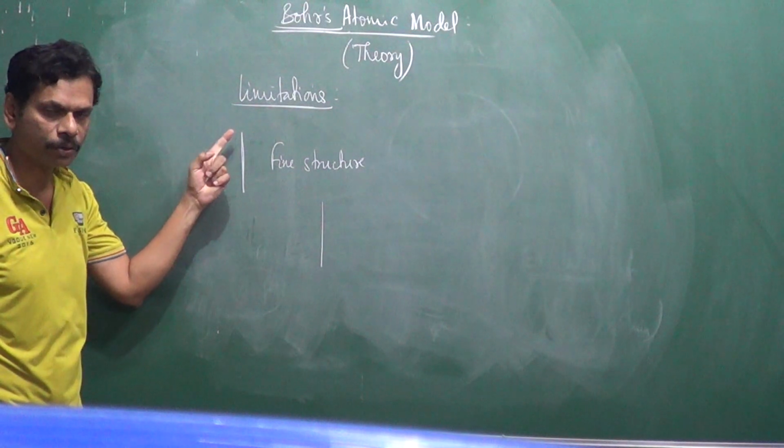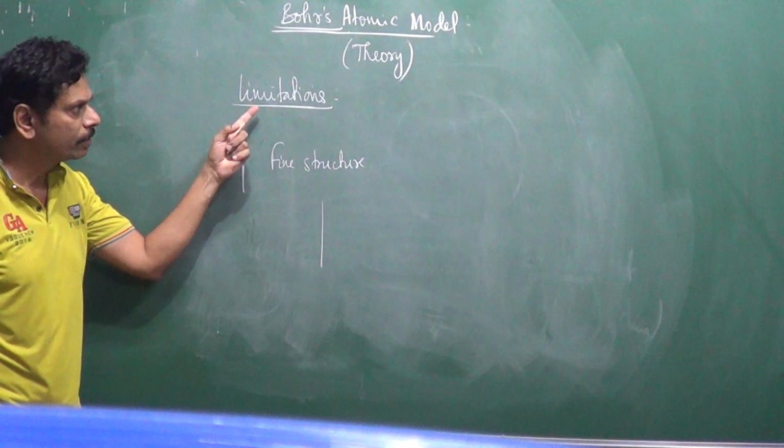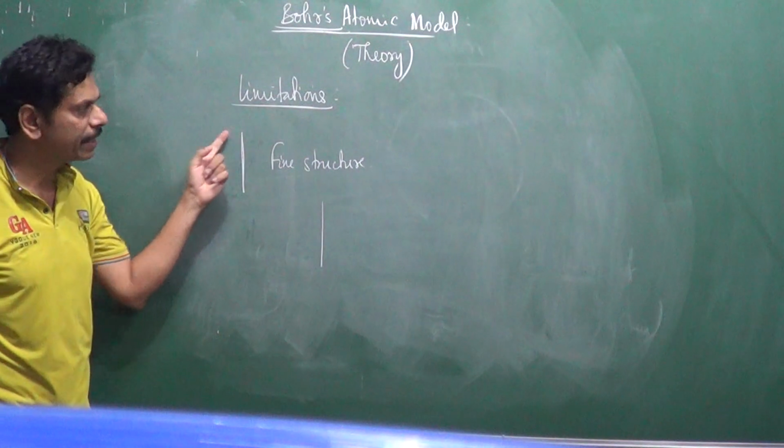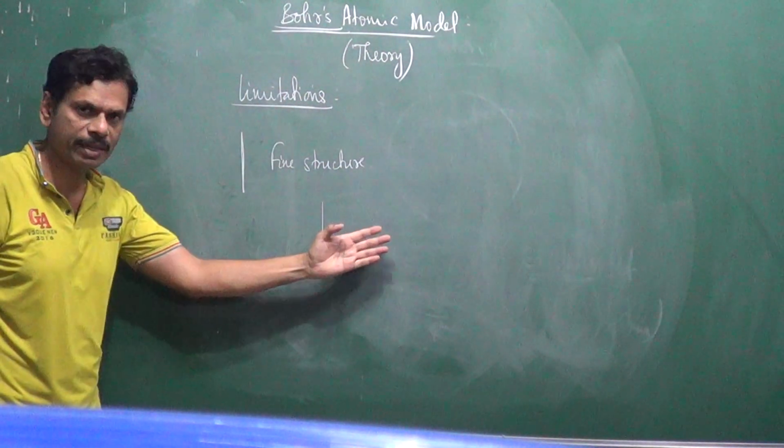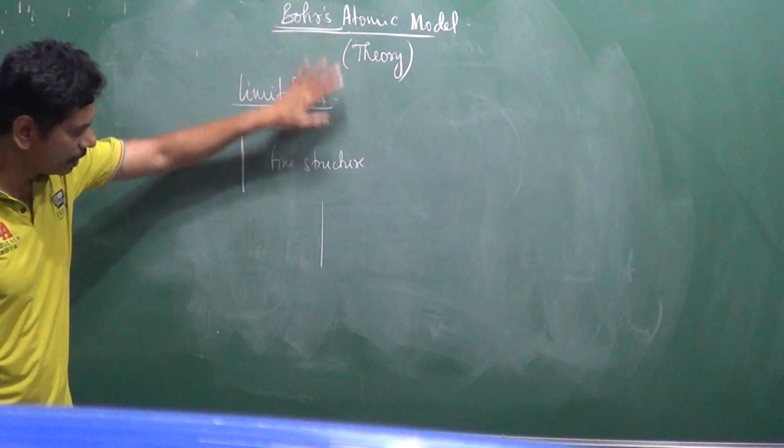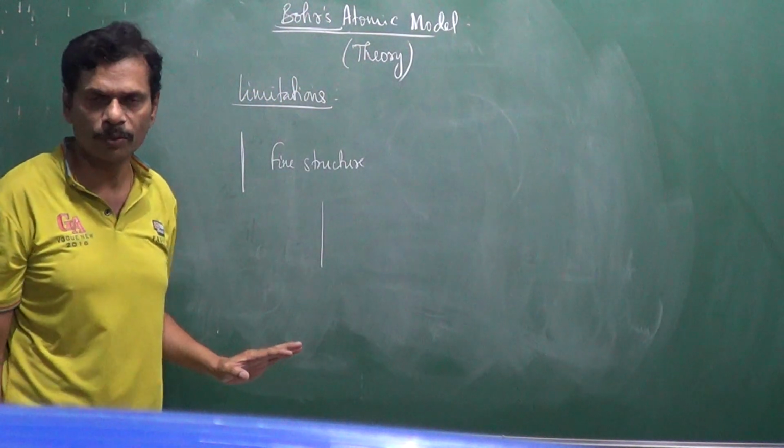In examinations, we ask either 2 marks or 3 marks questions here. Write any 2 limitations, or any 2 disadvantages, of why Bohr's atomic model is a failure. Like that we ask for about 2 marks. So this is the concept we are supposed to write for a 2 marks question here.